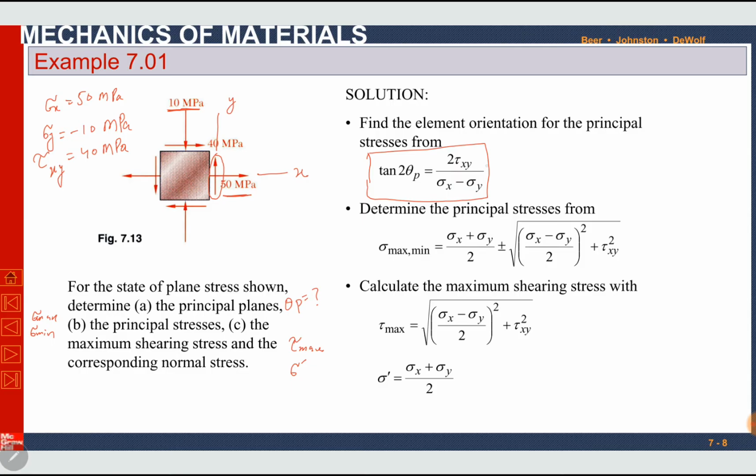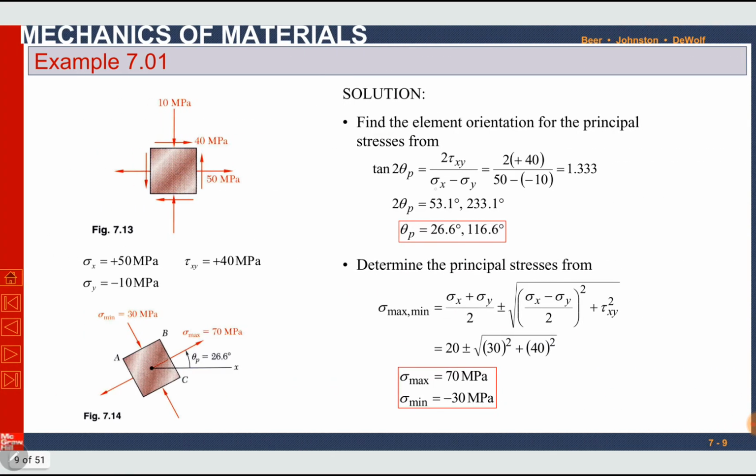So by putting sigma x, sigma y and tau xy in this expression, we can find theta p. Similarly, putting sigma x, sigma y and tau xy in this expression, we can find part B, sigma maximum and sigma minimum. By putting sigma x, sigma y and tau xy in this expression, we can find tau maximum in part C. And when tau is maximum, shear stress is maximum, normal stress will be average, corresponding normal stress, sigma dash. So let us put all the values.